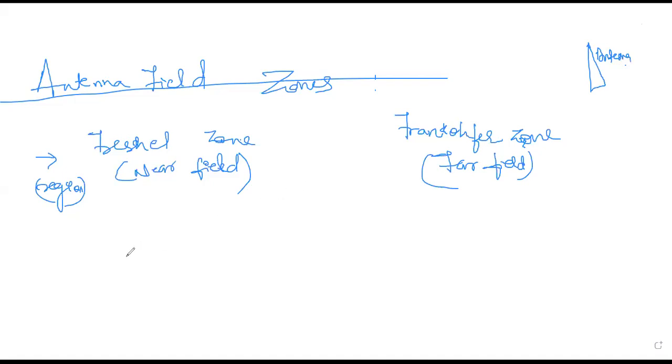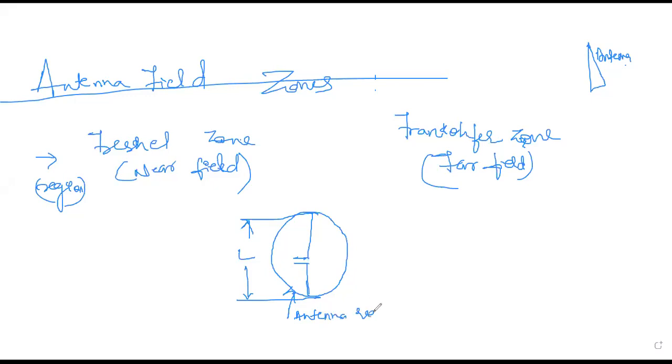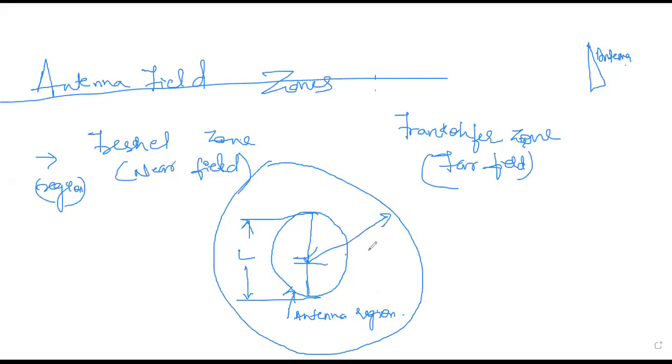Now the boundary. For example, if I draw an antenna here, which is nothing but a small conductor, a dipole, and there is a circle representing a certain area around it, and the length of this particular antenna is L. This region, given in terms of a circle, I'll take as the antenna region. From the antenna till here, you can measure something. So it is a near field, or a Fresnel zone.